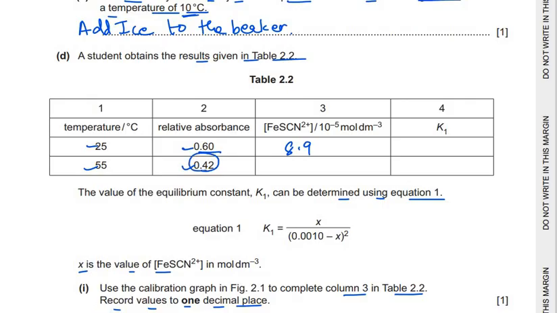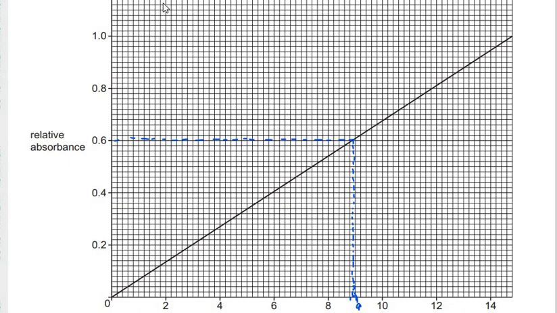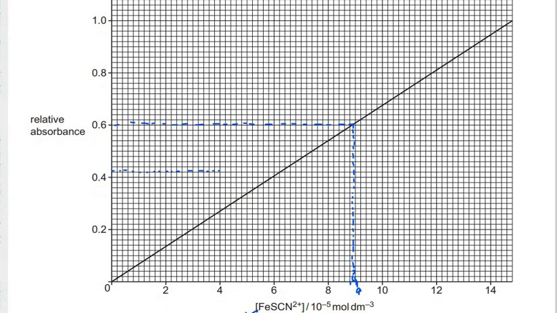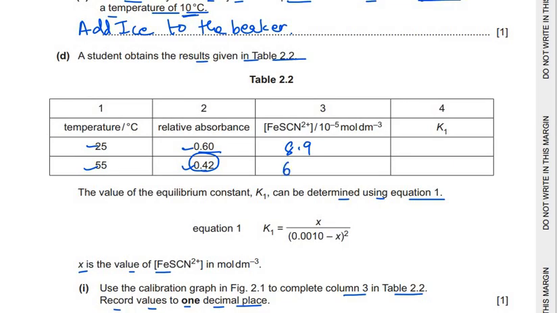Next is 0.42. Here is again the graph. So 0.42 is here. Let's complete the graph by extending the lines here. 0.2 here, and let's find the concentration of ferric cyanide solution. We can see that it's exactly 6.2, because one square corresponds to 0.2 into 10 power minus 5 concentration, so it is 6.2 into 10 power minus 5 moles per dm cube.